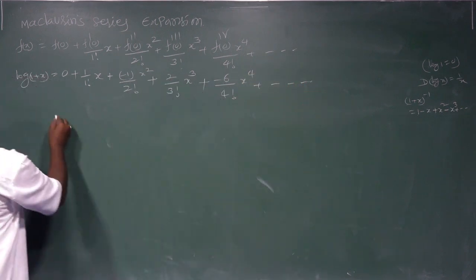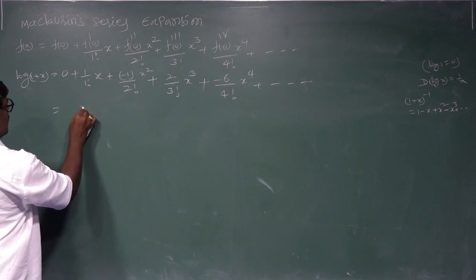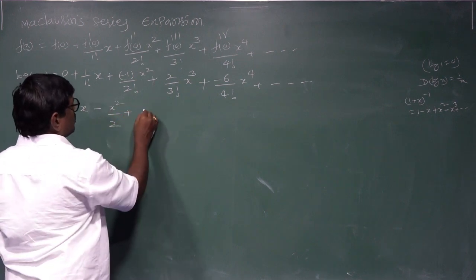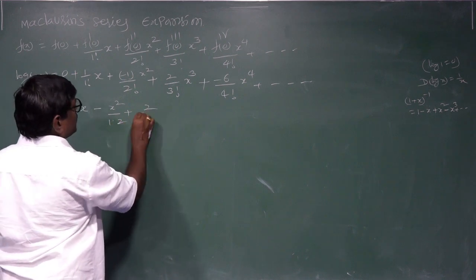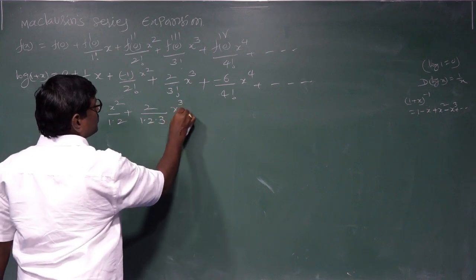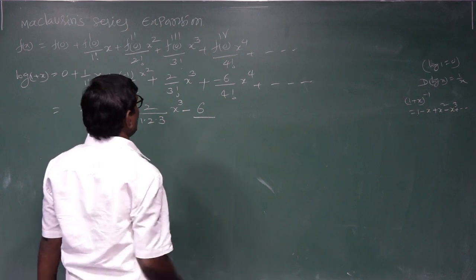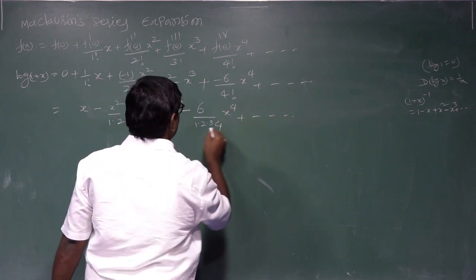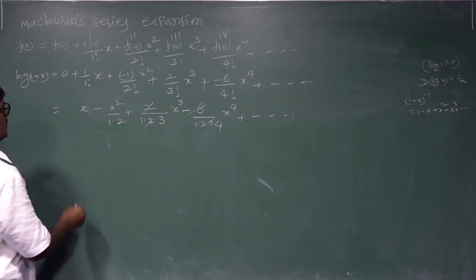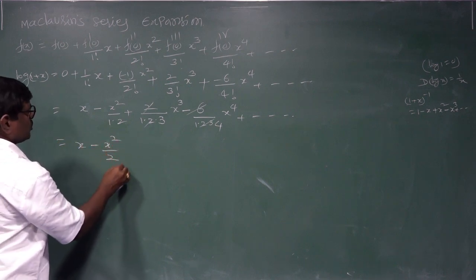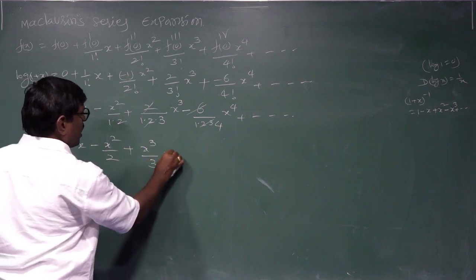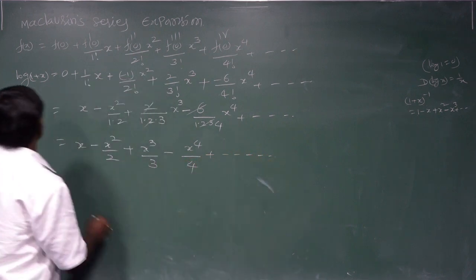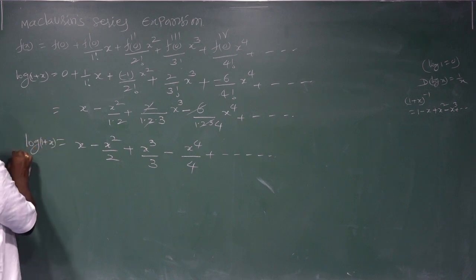So this equals 0 plus 1 factorial is 1, x. Minus x square by 2 factorial, which is 2. 2 into 1 into 2, then 1 into 2 into 3, x cube, minus 6 into 4 factorial, which is 1 into 2 into 3 into 4, x power 4. The 3s cancel, the 2s cancel. So this is x minus x square by 2 plus x cube by 3 minus x power 4 by 4 plus so on. This is the log of 1 plus x expansion.